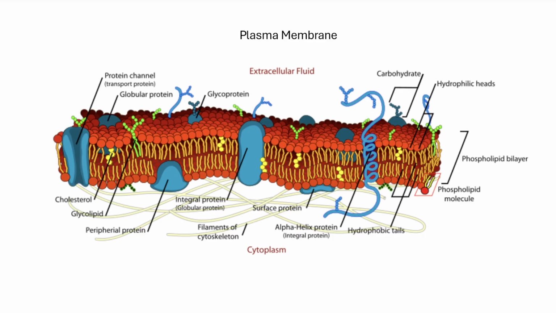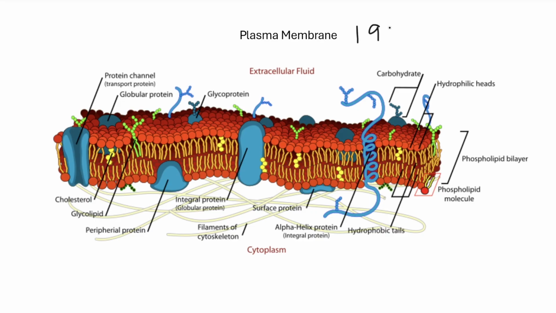Hi everyone, in this video I'll be talking about the structure and the function of the plasma membrane. Plasma membrane is a barrier between the inner environment and the outer environment. It's the outermost layer of the cytoplasm. It plays a major role in maintaining the cell integrity and the cell communication.